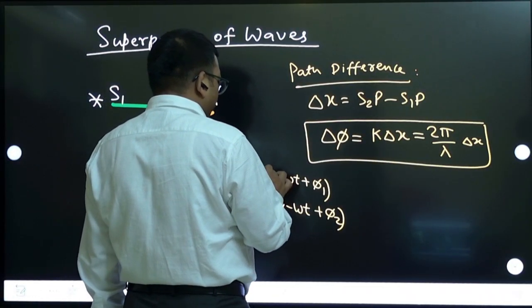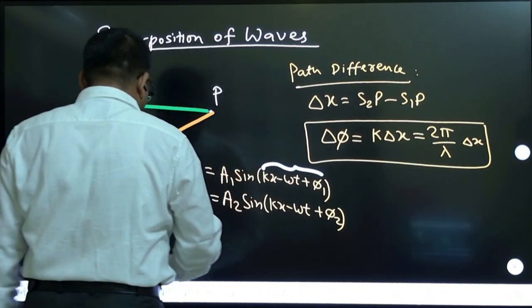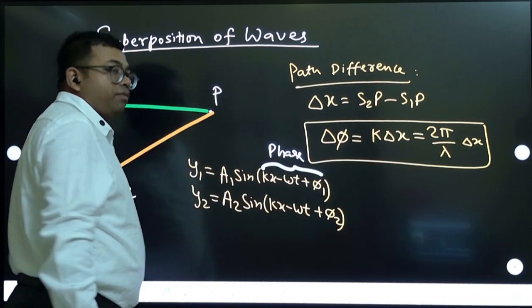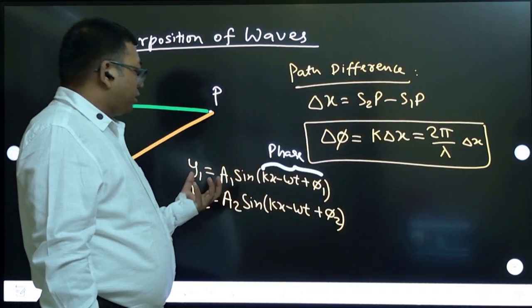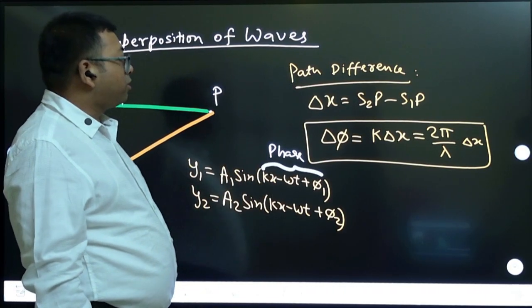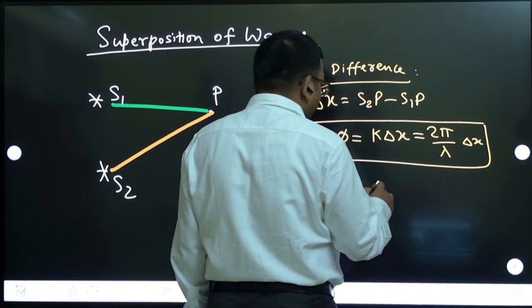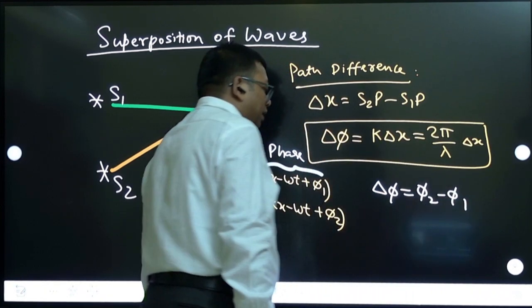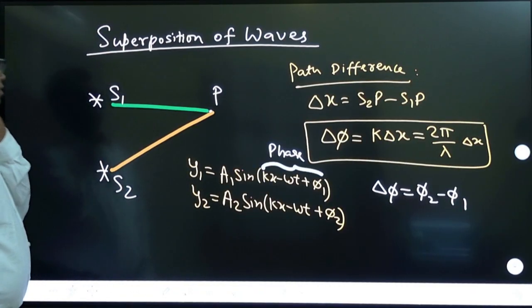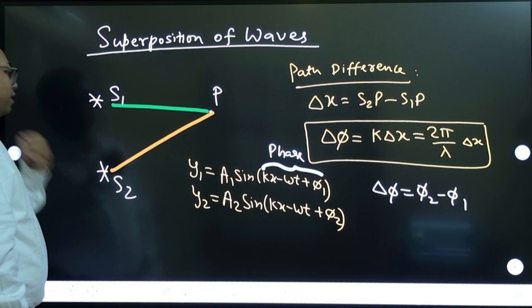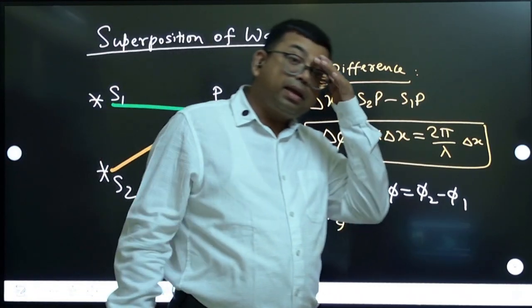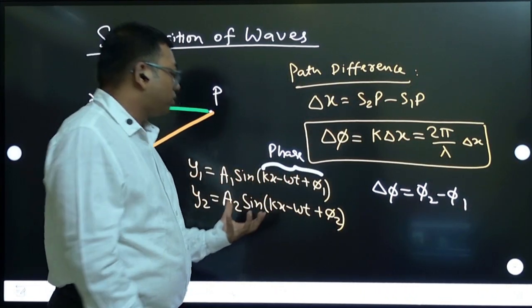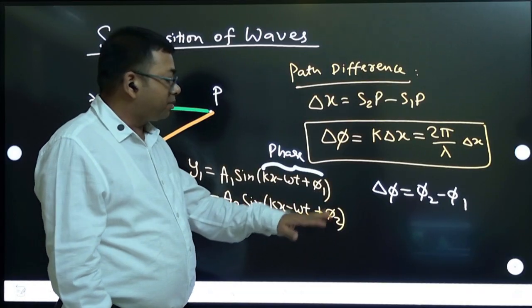The entire angle kx minus omega t plus phi is known as the phase. We have studied that in waves. The difference of this angle is called the phase difference, delta phi. According to the equation, delta phi is equal to phi 2 minus phi 1. Now you already know the concept of leading and lagging: if this value is more, that will be leading.